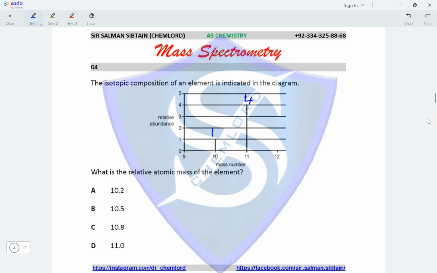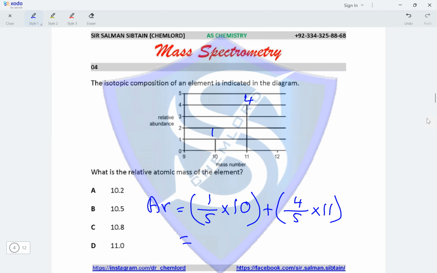In order to calculate its AR, we must divide 1 by 4 plus 1, which is 5, multiply this by the mass of 10, and add it to the ratio of 4 upon 5 into 11. This gives us an AR value of 10.8. So this makes option C the correct option for this question.